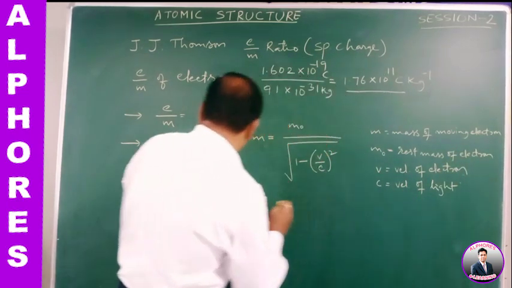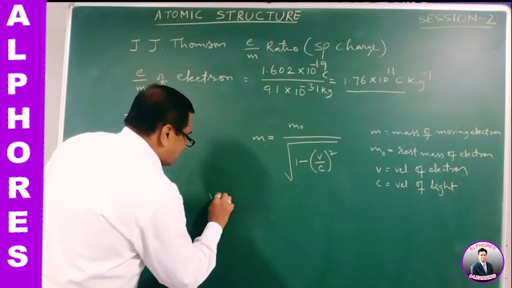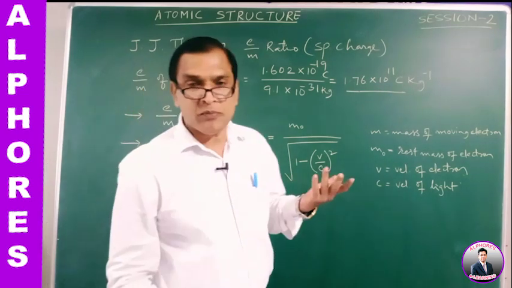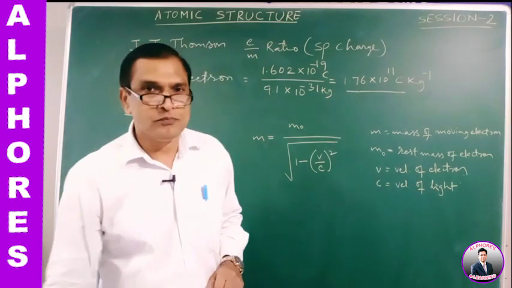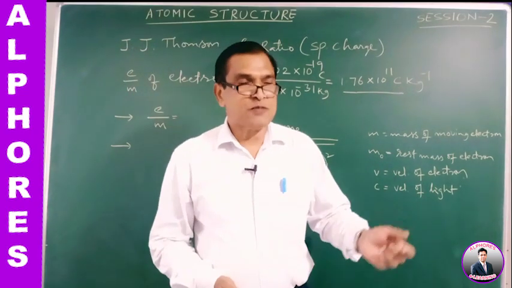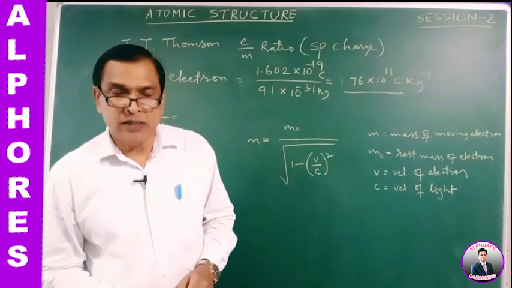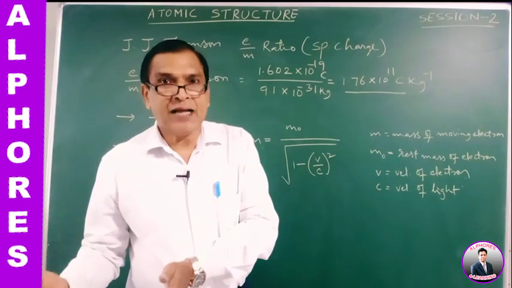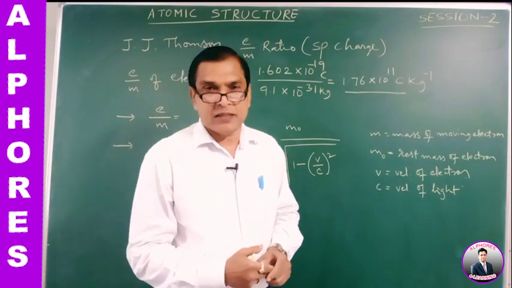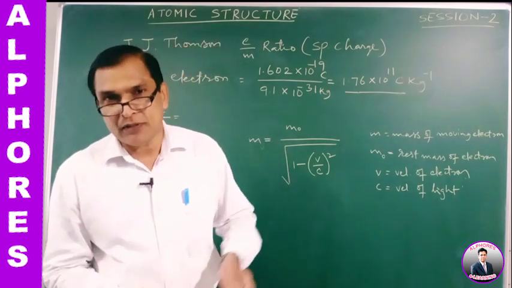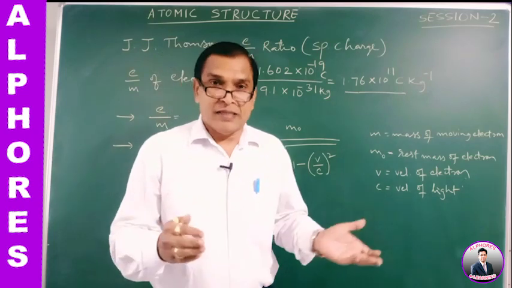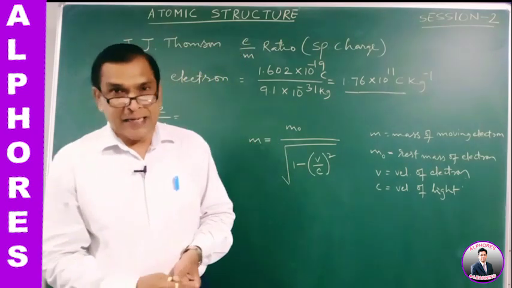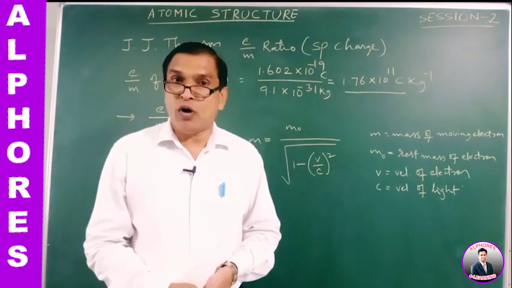When the velocity of the electron is equal to the velocity of light, then the mass of the electron becomes infinity. The specific charge of the electron is independent of the cathode material used in the experiment, and it is independent of the gas used in the discharge tube. That indicates that electrons are constituent particles of all matter.